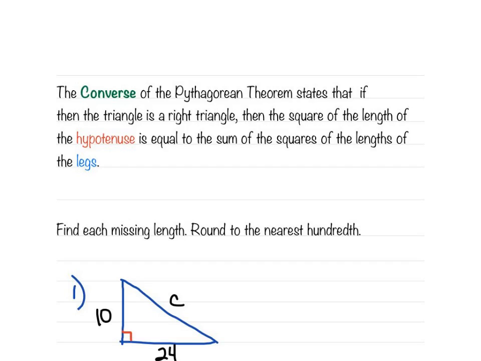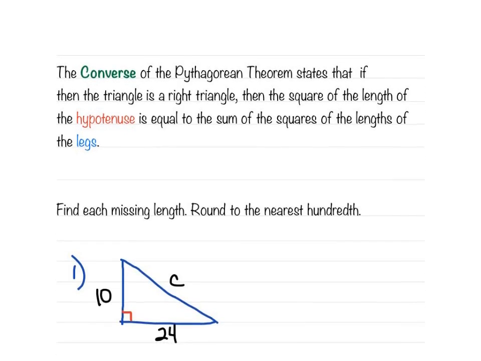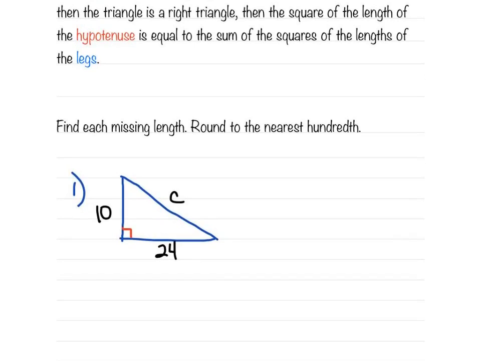Okay, let's practice finding the missing length on a right triangle. Number 1, the first thing you need to note is which sides are your legs and which side is the hypotenuse. So, notice that 10 and 24 are the legs. We'll call those A and B. And our missing side length is the hypotenuse C.